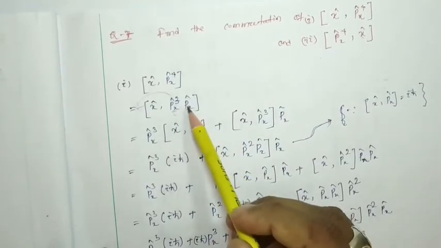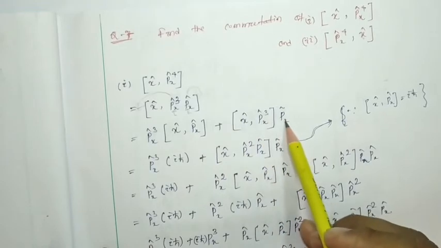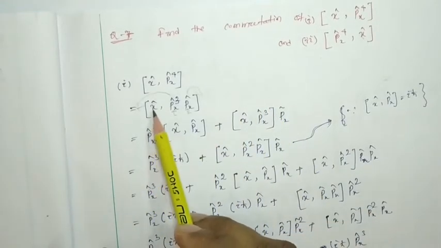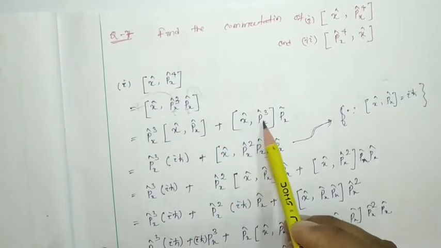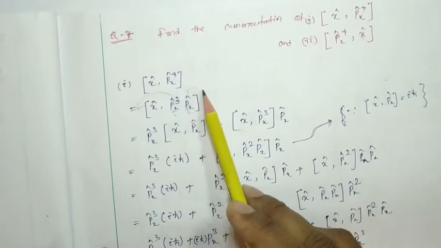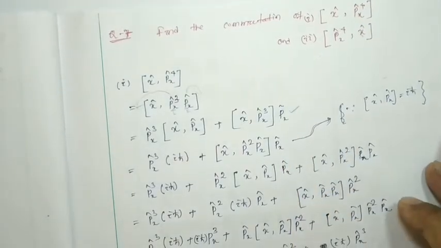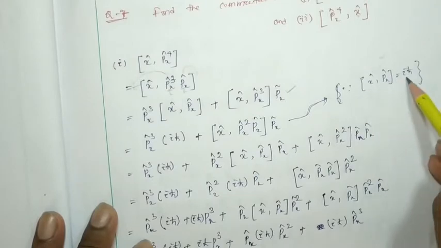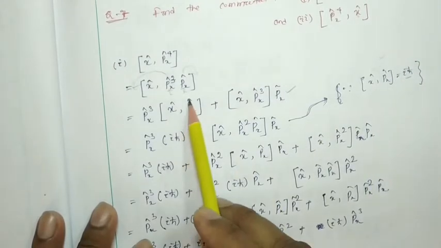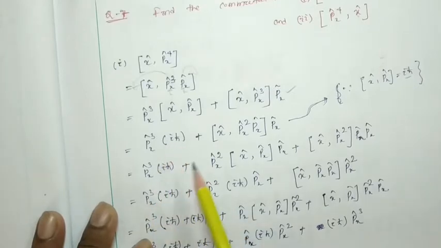Okay, then this px cap will be moved towards the right, and the rest of the operators are px cap cube, x cap px cap, and this px cap is moved towards the right. So the first step is completed. Okay, and as we know that x cap px cap commutation is IH cross, here I have substituted x cap px cap commutation as IH cross.